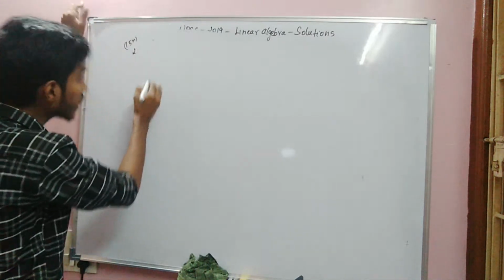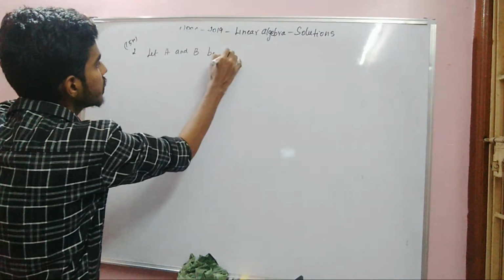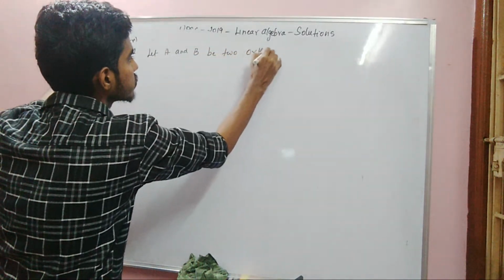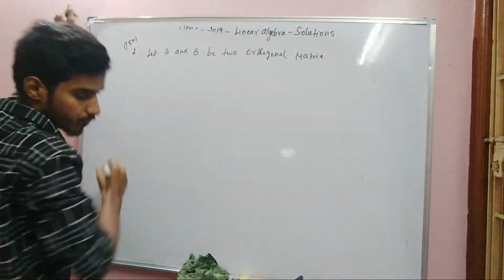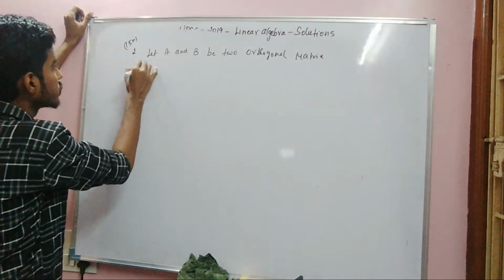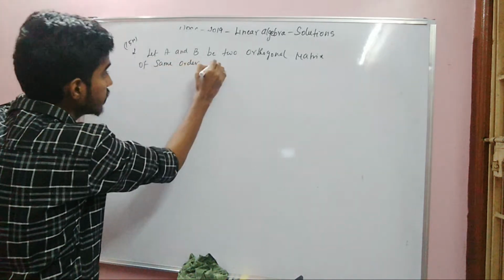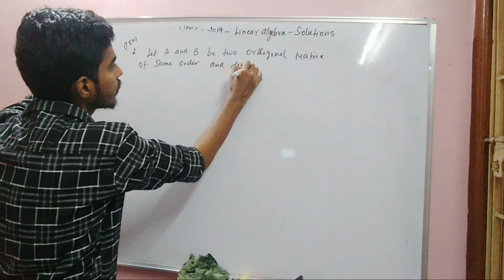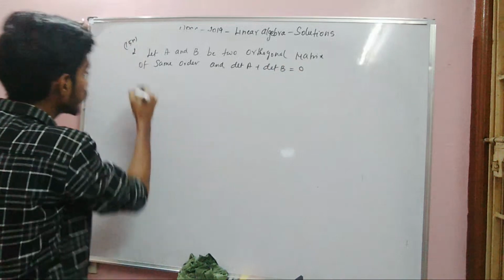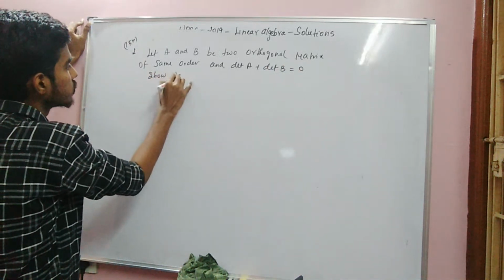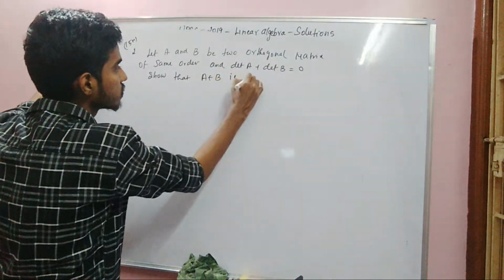Let A and B be two orthogonal matrices of the same order, and determinant of A plus determinant of B is equal to 0. Show that A plus B is a singular matrix.